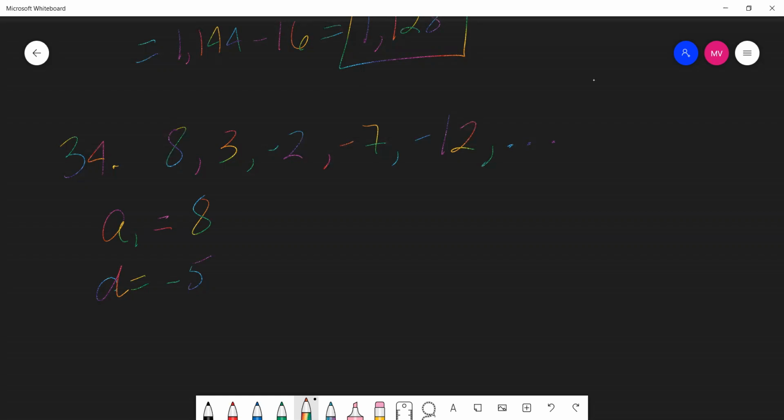What do we need to calculate? That's right. The term at position 50 and the term at position 89. All right, so the term at position 50, what's that formula look like? A1 plus 50 minus 1. Yes, 8 plus 50 minus 1 times negative 5. Don't confuse that with minus 5. It's a negative 5. All right.